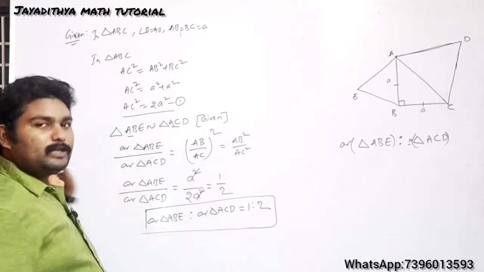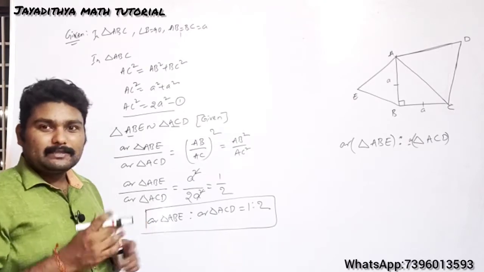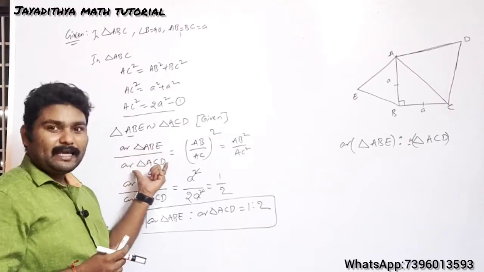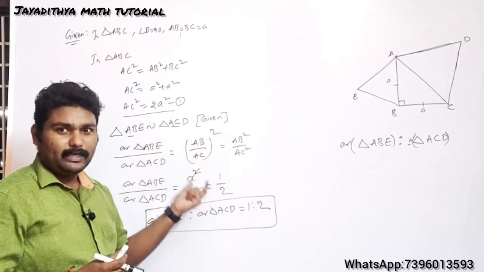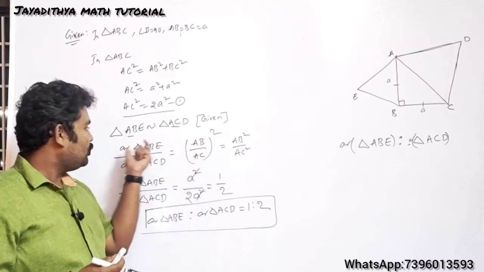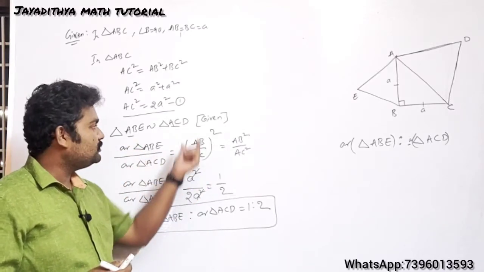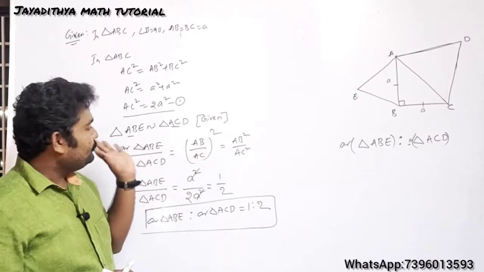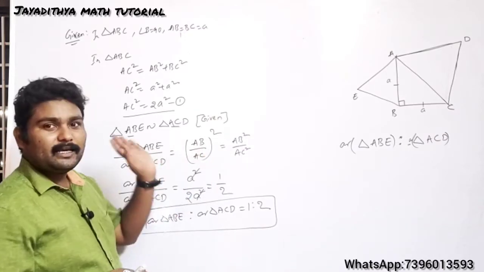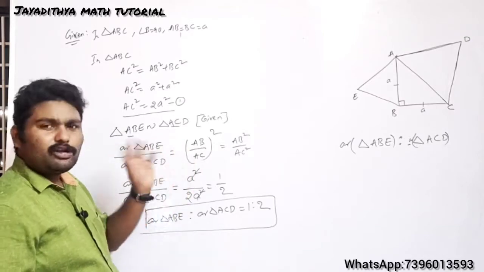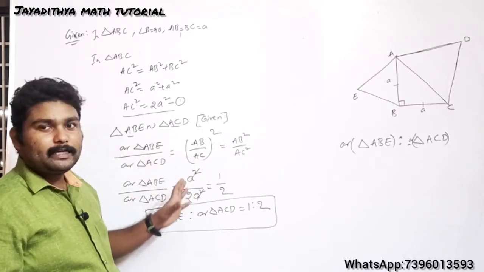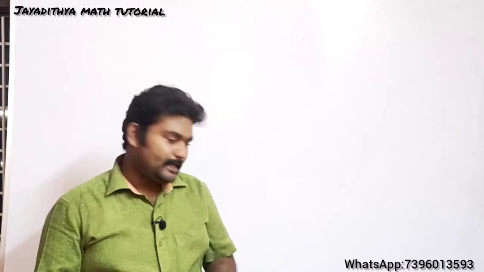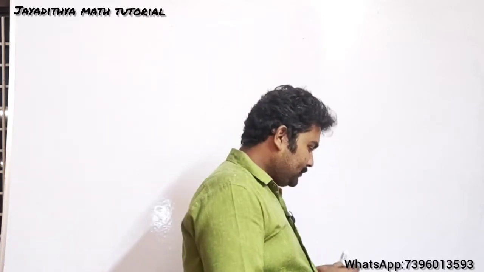So simple. The only formula here is, if two triangles are similar, then the ratio of their areas will be equal to the square of the ratio of their corresponding sides. That's all. You have a similar problem like this, that is the 14th one, and there also you will be applying the same concept. Clear? Now let us go to the next problem, that is the 13th problem.